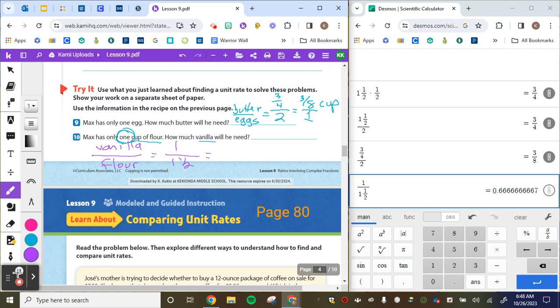So from the original recipe, you should have put 1 over 1.5, 1 teaspoon of vanilla over 1.5 cups of flour. And then I just did 1 divided by 1.5, and it gave me this decimal. But remember, click the fraction button, so we will get 2/3. So he will need 2/3 of a teaspoon of vanilla for his 1 cup of flour.